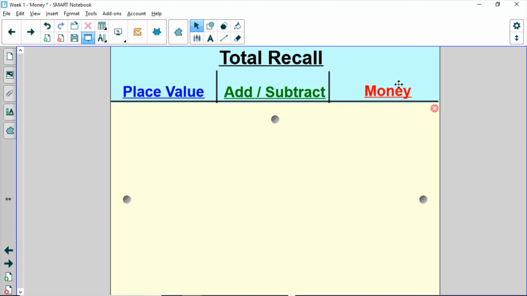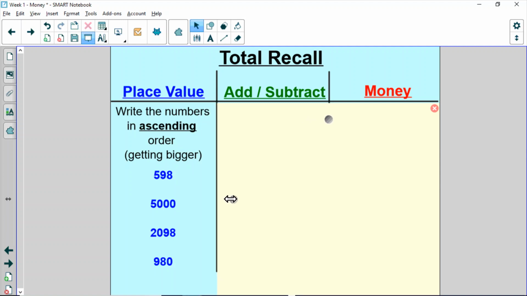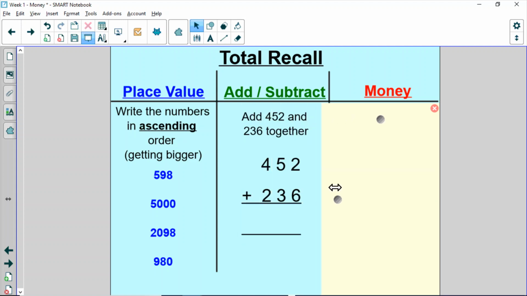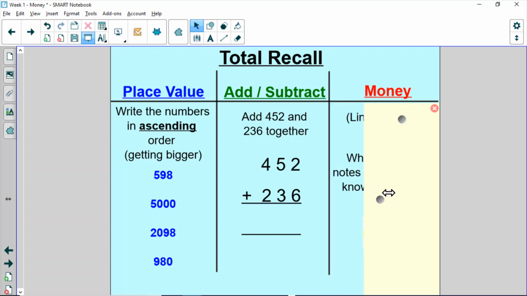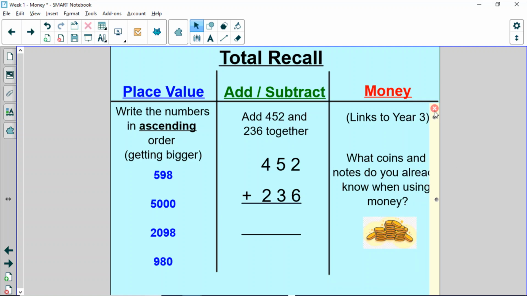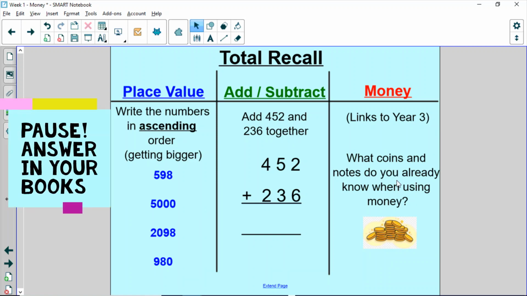We've got 3 main questions today. The first one is all about place value. It says, write the numbers in ascending order. And remember, ascending means when you start with the smallest and get bigger and bigger, ending with the largest number. For our adding and subtraction questions, we've got add 452, add 236 together. And I've already laid it out there in the column method to help you with that question. And then money, thinking about today's lesson, which links to year 3. What coins and notes do you already know when using money? See if you can pause the video now and answer these questions in your maths book. And then when you're done, click play.